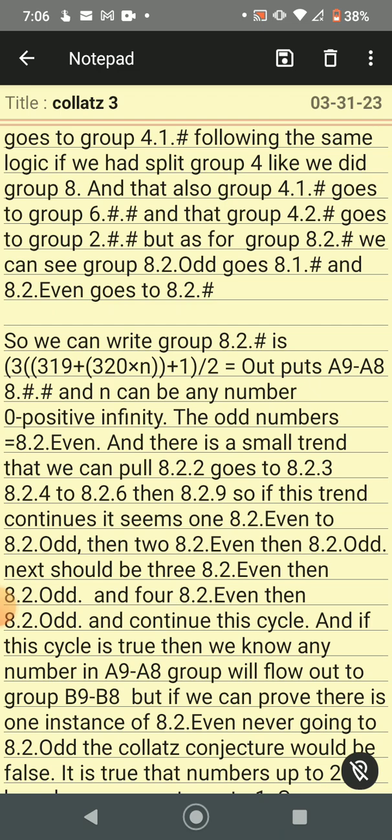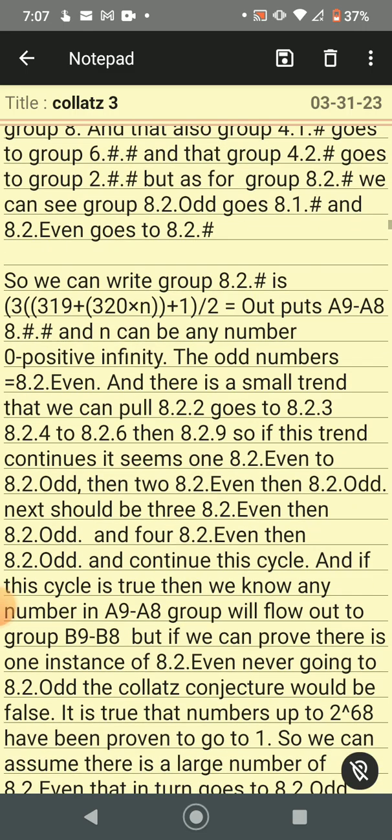The odd numbers go to 8.2 even. And there's a small trend that we can pull: 8.2.2 goes to 8.2.3, and then because we know odds go to 8.2 or 8.1, that trend ends kind of there. But then 8.2.4 goes to 8.2.6, but then it goes to 8.2.9, and then there's another one after that.